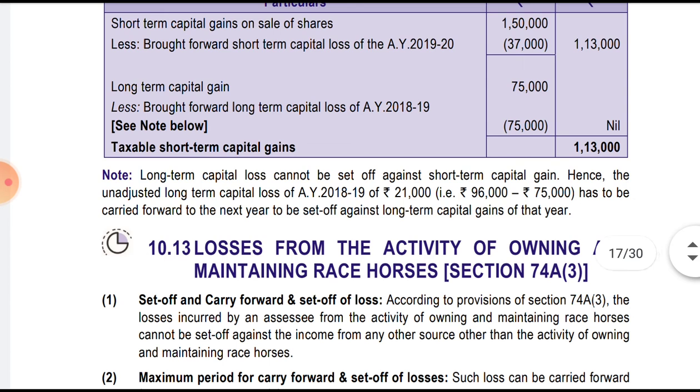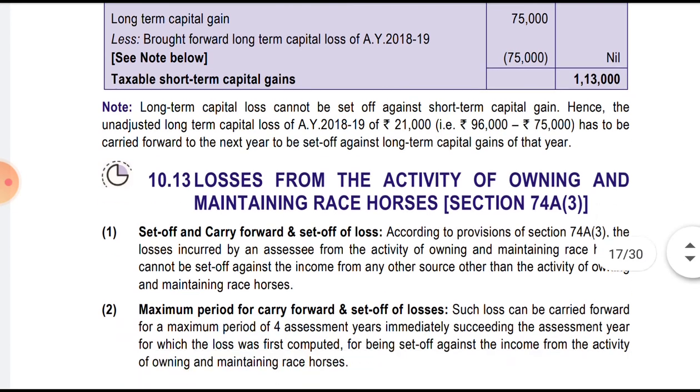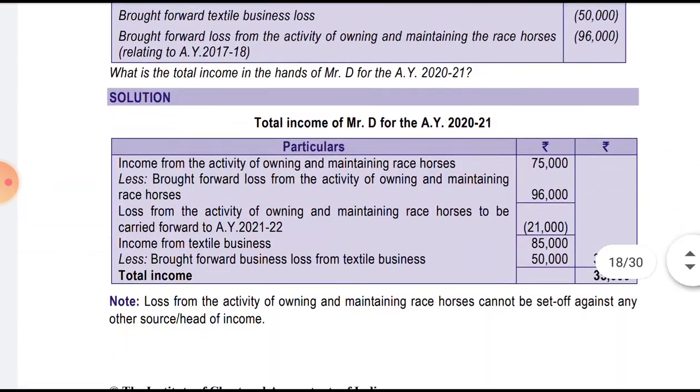Long term capital loss cannot be set off against the short term capital gain, hence the unadjusted long term capital loss of 21,000, that is 96,000 minus 75,000, has to be carried forward to the next assessment year and set off against the long term capital gain of that year. Perfect. We are done with illustration 3.